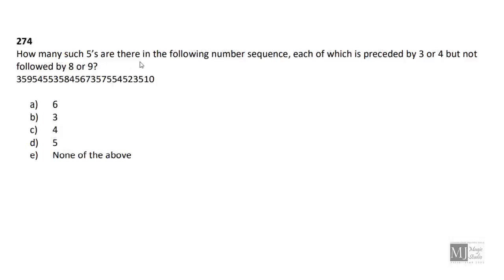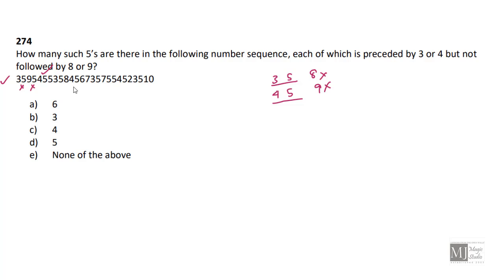How many such 5s are there in the following number sequence, each of which is preceded by 3 or 4 but not followed by 8 or 9? There should be 3 or 4 before 5. 5 but 3, 5, 9. No. 5 ahead there is 9. No. 5, 4 but after that is 5. Fine. 5, 5. No. 5, 3 but after that is 8.